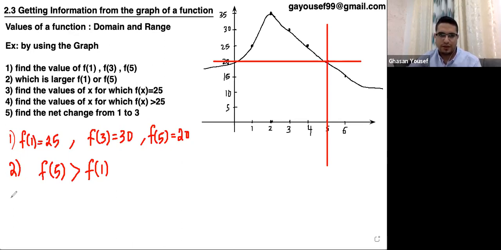Now for number 3. Question number 3 asks, find the values of x for which f of x equals 25. They ask which values of x from 1 to 6 are such that the distance above the x-axis is 25.